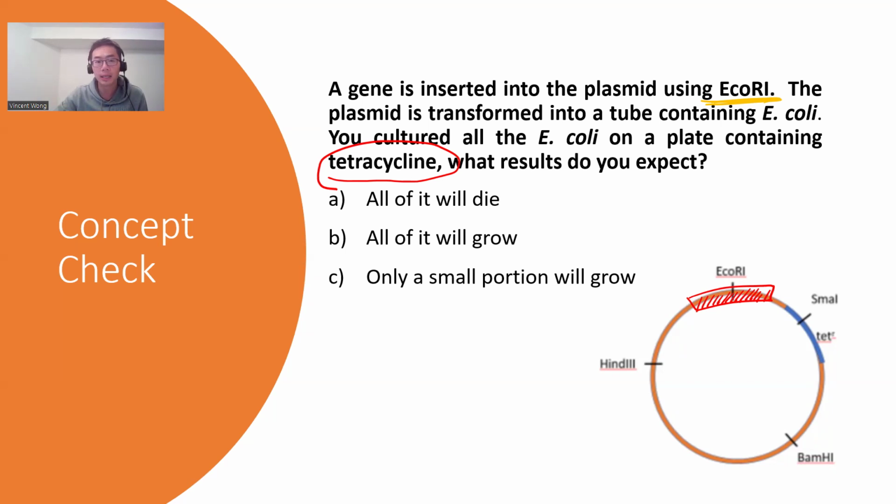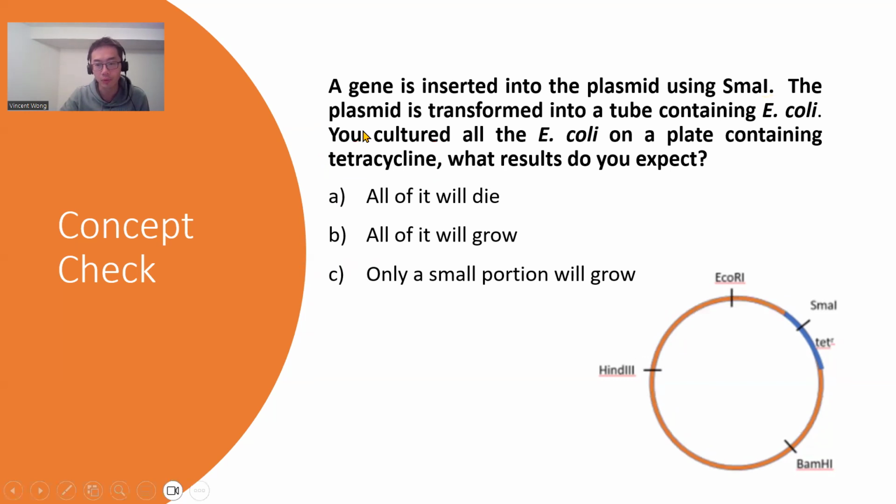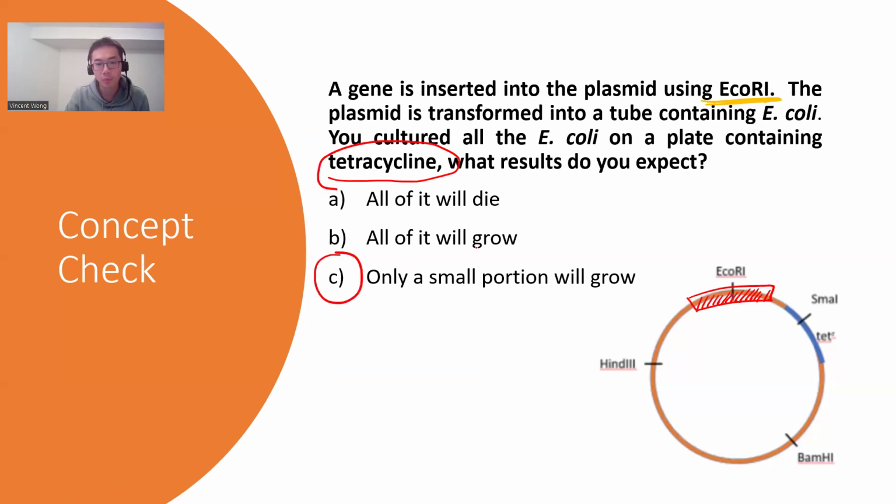Well, it will grow, but only a small portion will grow. Why not all of it? Because not all of them are going to take up the plasmid, right? Even if you feed it to them, it doesn't mean they will all take it. Only a percentage of the bacteria are going to take it up, and only those that have taken it up are going to grow. So a small portion will grow.